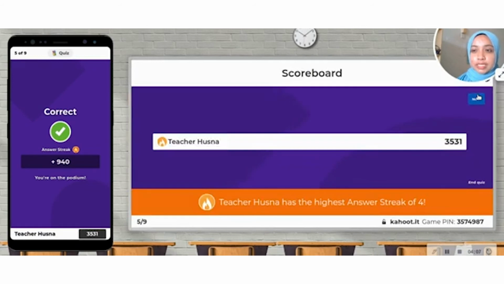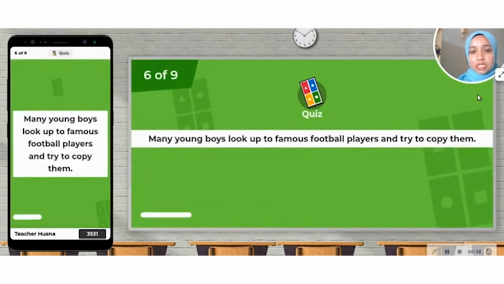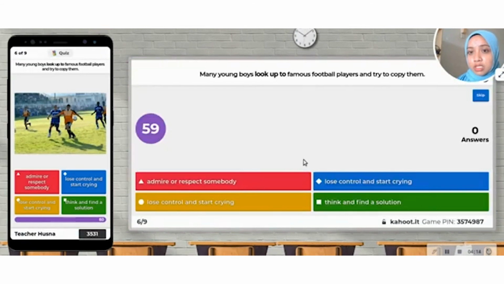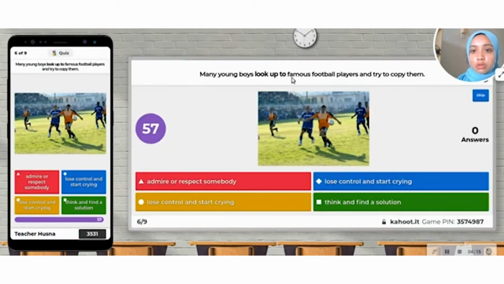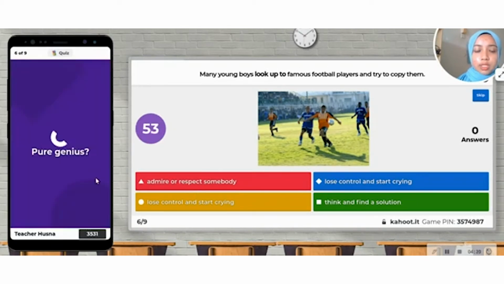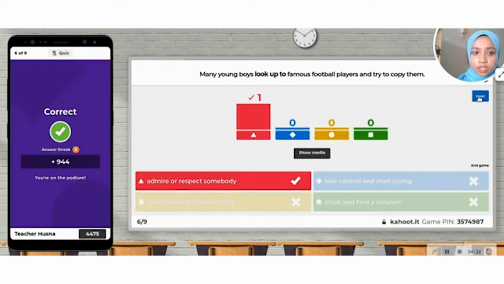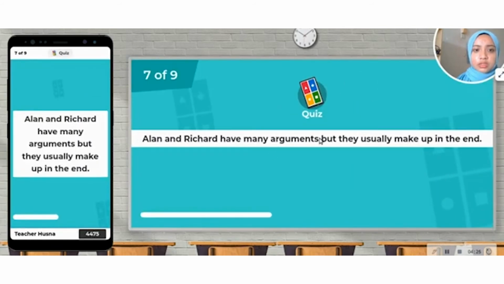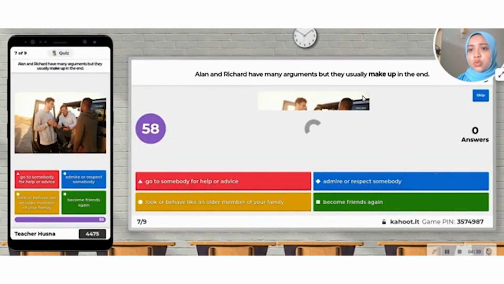So you can see that your students actually participate in the class. Many young boys look up to famous football players and try to copy them. So look up to, what's the meaning of look up to? Admire and respect. Very good. And then for the seventh question, Ellen and Richard have many arguments, but they usually make up in the end. What does make up mean?